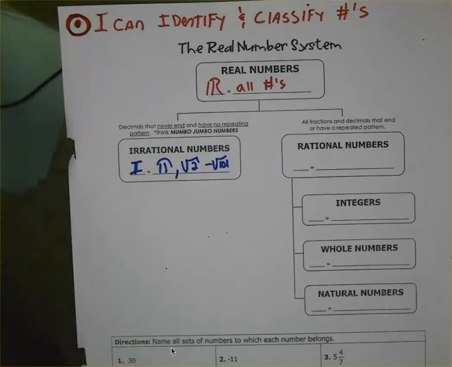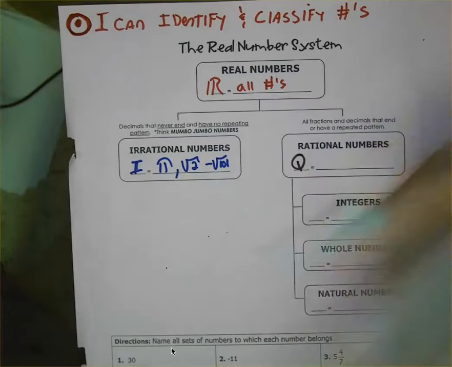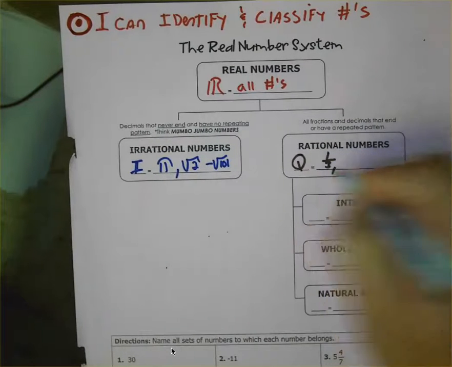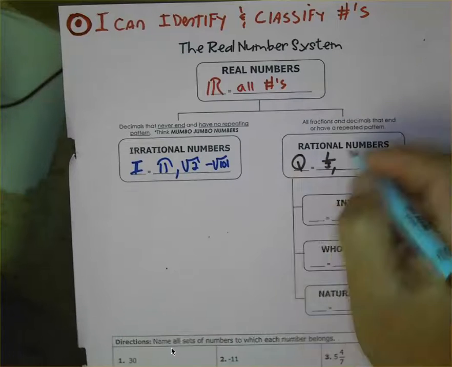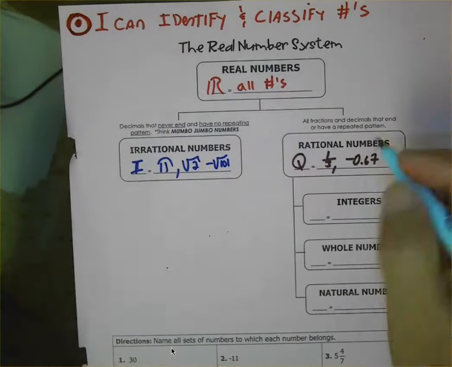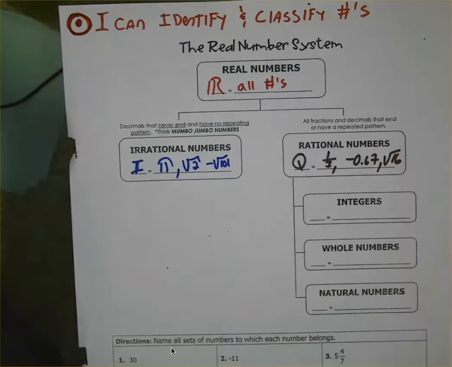So when it branches over to the other one, there's a bigger group called rational numbers. Rational is like the word ratio, which means fraction. So we use Q, because Q is associated with quotient, which is associated with fraction. How about the number 1/3? Yep, that's a fraction. Negative 0.67 is also a rational number. The square root of 16, although in your mind you're like, oh, I know that, that's 4, you can write it as a fraction. You can write it as 4 over 1, or as 16 over 4. That's it. Those are the rational numbers.